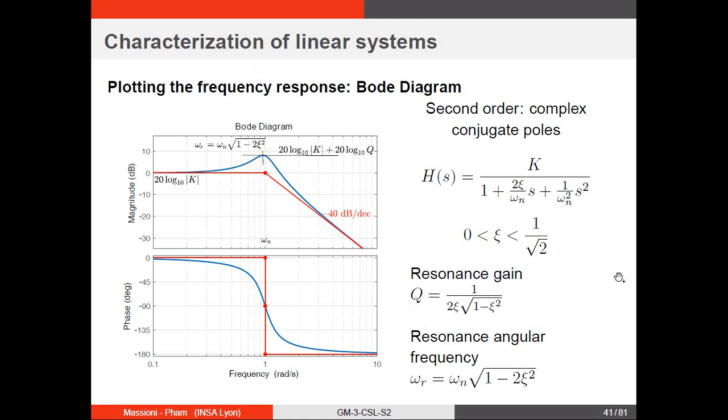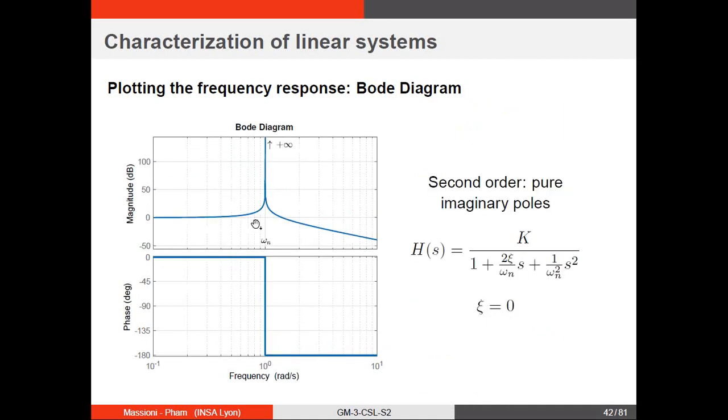And you can see actually there are some formulas here you might use. So this is the gain of the resonance, which is basically the height over here with respect to the plateau, and also the angular frequency of the peak. It is not exactly omega n, or 1 over tau if you wish. It is a little bit shifted off, and you can compute it with this formula. Okay, so again, remember, for psi going to 0, the peak goes up to infinity, like this.